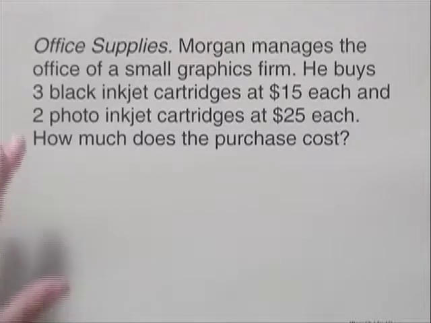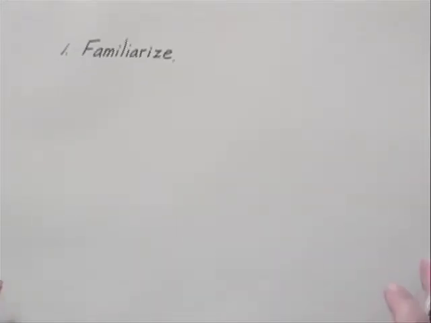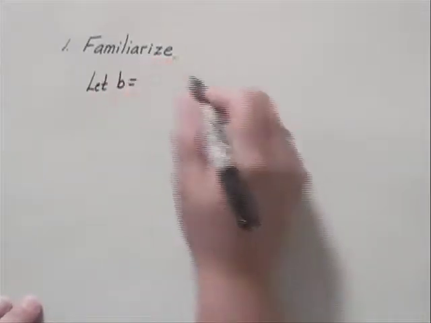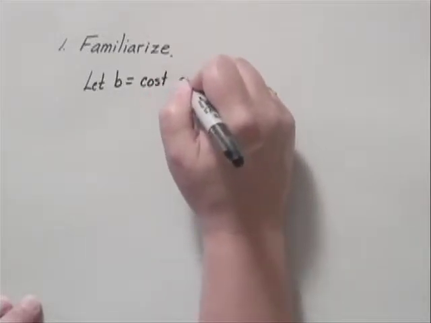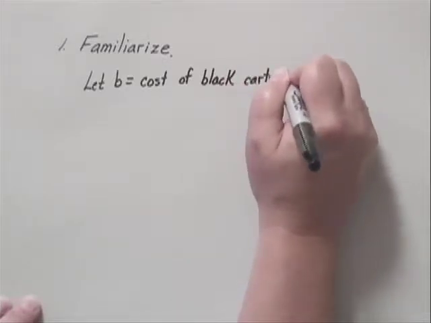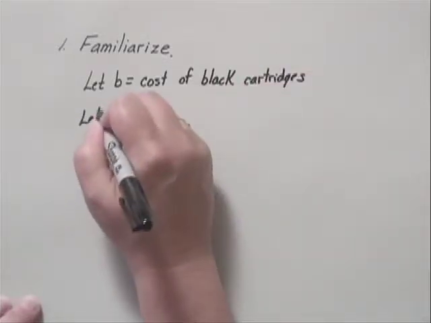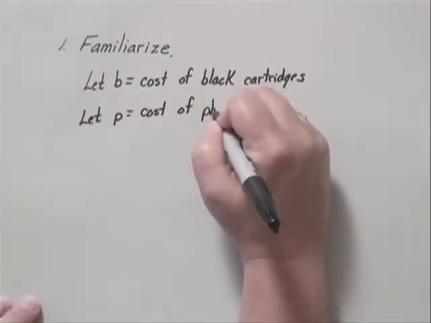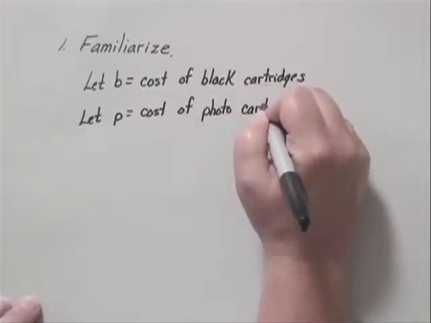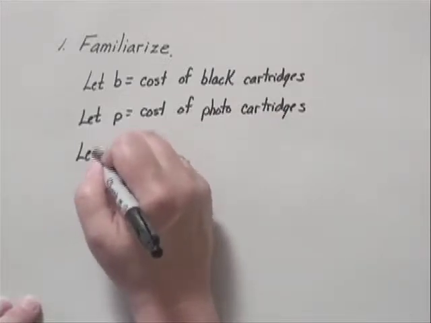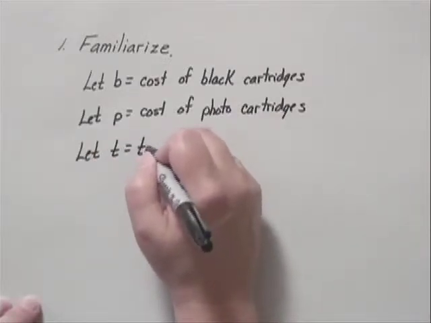We're going to first have to find out how much the black cartridges cost, then the photo cartridges, and then add them together. So, to start out, we will let B equal the cost of the black cartridges, and then we will let P represent the cost of the photo cartridges. And then finally, since we have to find the total cost, we'll let T represent the total cost of the purchase.